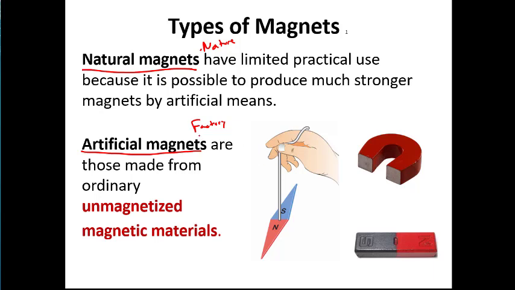And so if we make a magnet in a factory, take the same piece of iron and we manufacture it into a horseshoe magnet or a bar magnet, it becomes an artificial magnet. And they are made from ordinary unmagnetized magnetic materials. So we take something that's not magnetized, we put it near a strong magnetic field, and it becomes magnetized. And then a lot of times what they'll do is they'll harden the material, and then it'll stay magnetized for a long time. Both of these are what we would call permanent magnets.